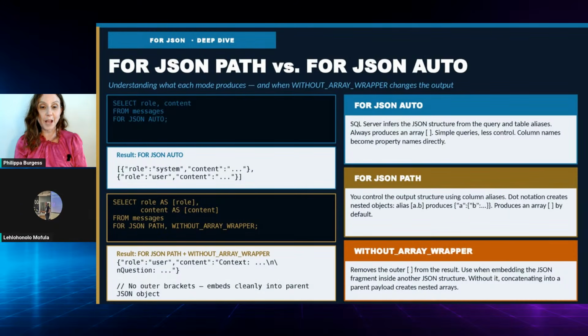So here we are for JSON PATH versus FOR JSON AUTO. Understand what each mode produces and when WITHOUT_ARRAY_WRAPPER changes the output.